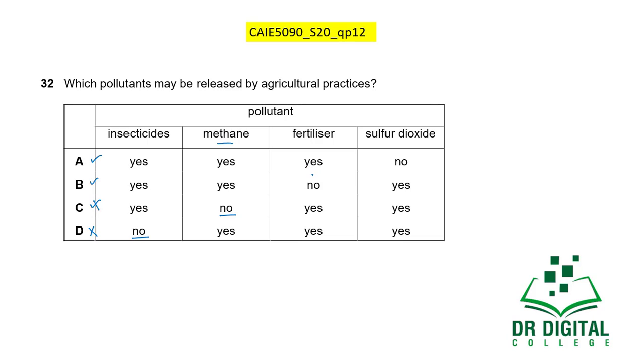So whenever there is rainfall or too much watering of the plants, the fertilizers will be washed away. So that is true. Option B is wrong because it says that no fertilizers are there.